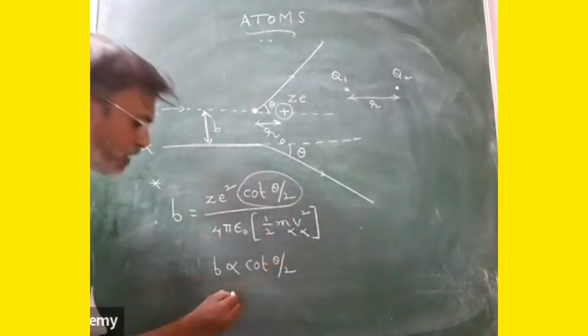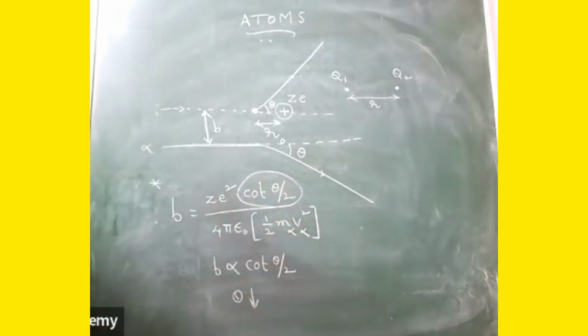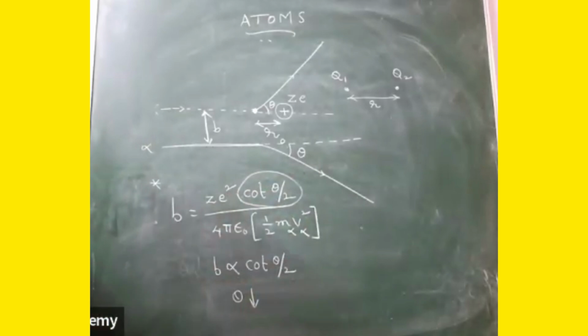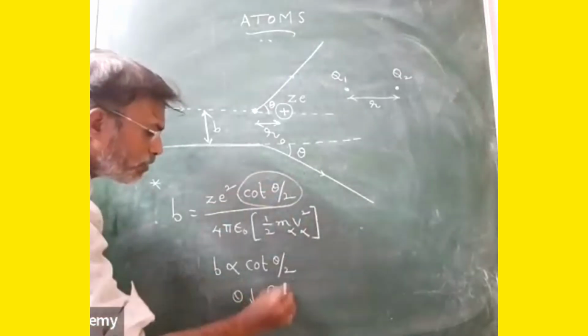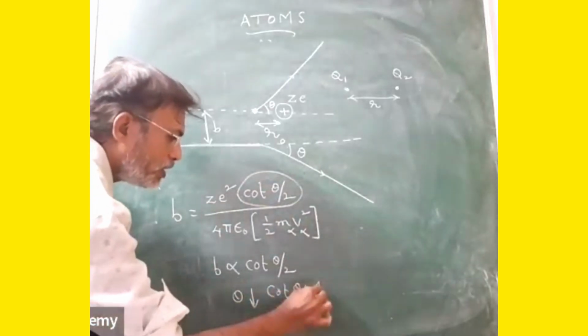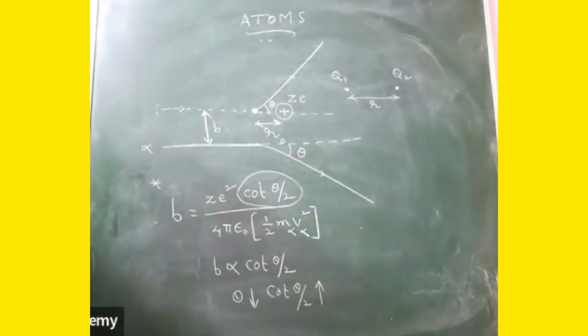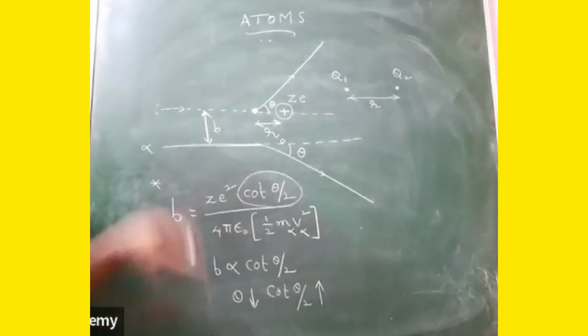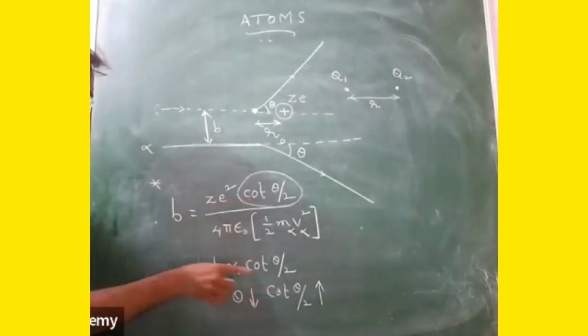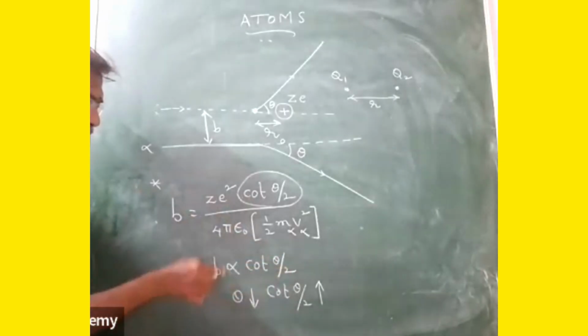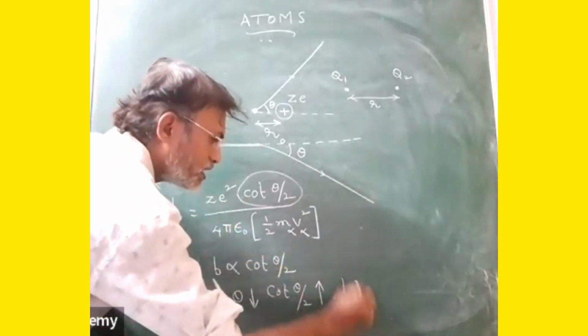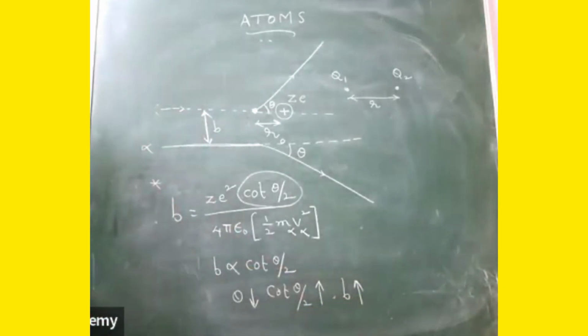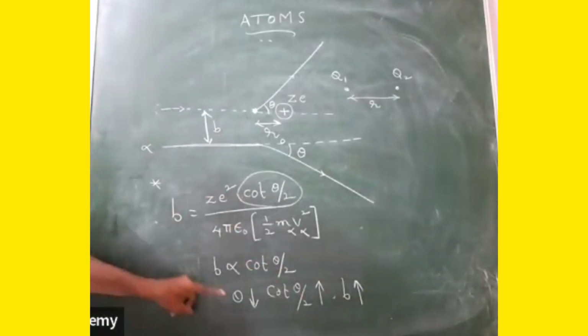Now if theta value decreases, then cot theta by 2 increases. If you go through the trigonometric values, when theta decreases, cot theta by 2 increases. If cot theta by 2 increases, what is the relation between B and cot theta by 2? Directly proportional. So the impact parameter also increases, which is nothing but the perpendicular distance between the two; this value also increases. This is one of the important points. Just remember this.